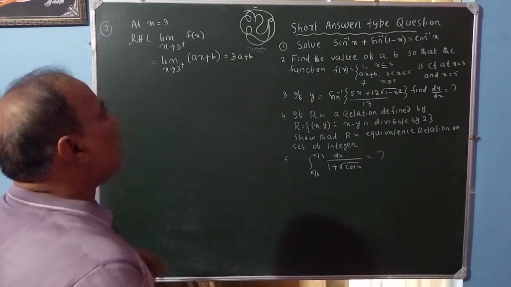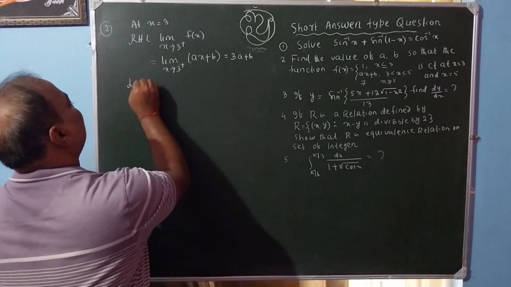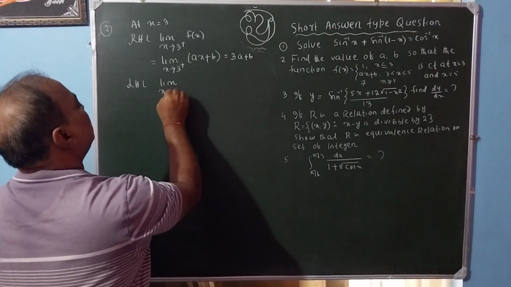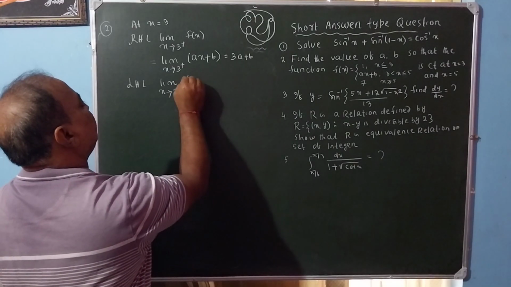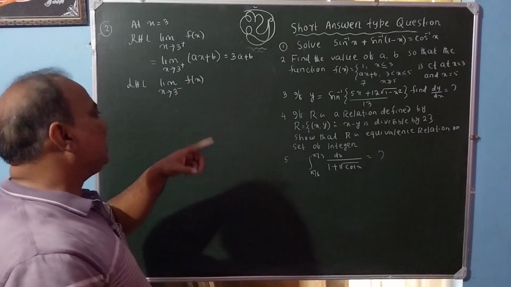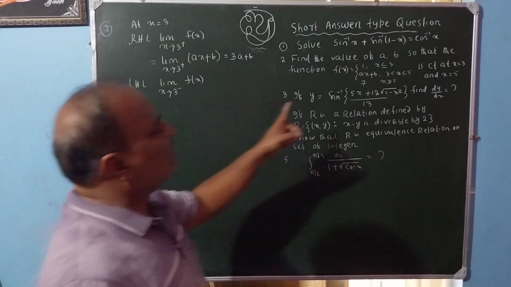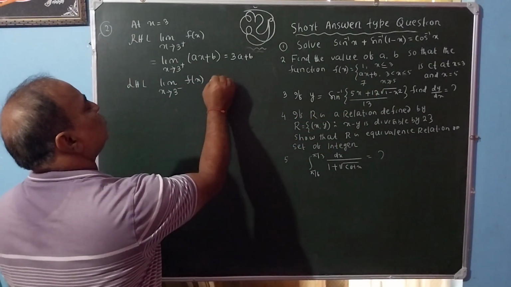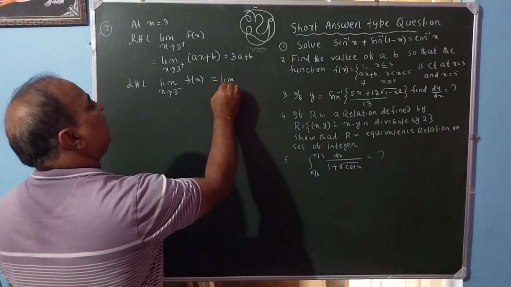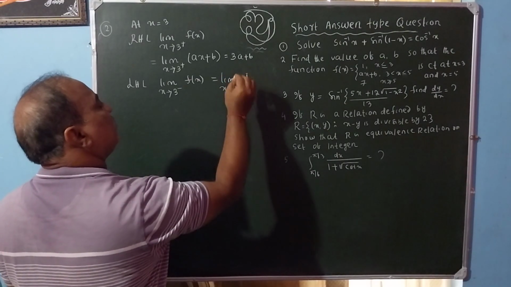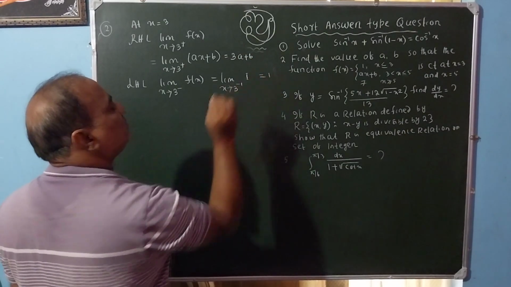Now we have to find out LHL. Limit x tends to 3 minus f of x. 3 minus means x less than 3. When x is less than 3, f(x) value is 1. So write down limit x tends to 3 minus f(x), value is 1, whose limiting value is 1.